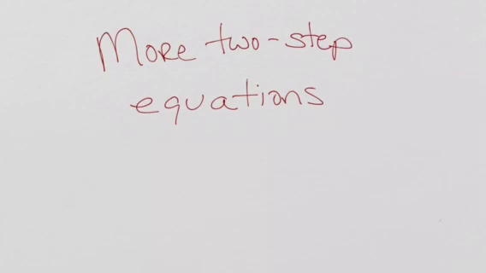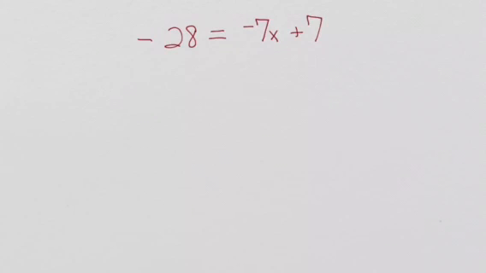Okay, today we're going to look at more two-step equations, like what happens when the variable ends up on the right, or what happens if the variable is not first in the equation. Does it make a difference?